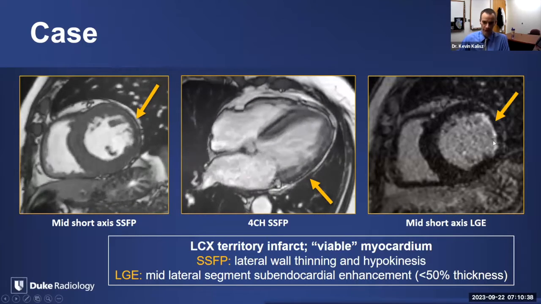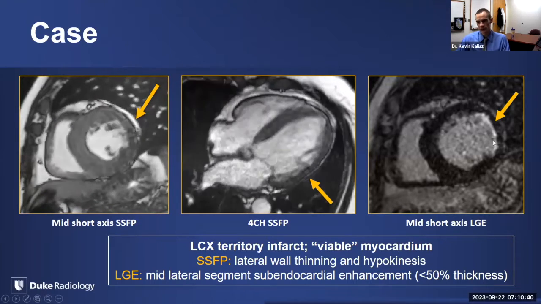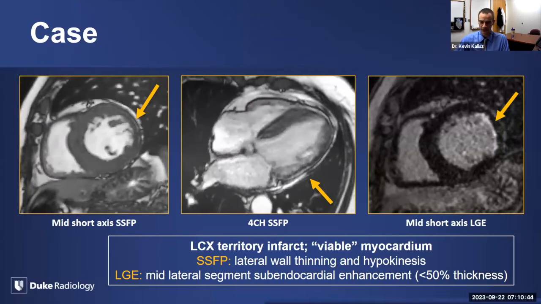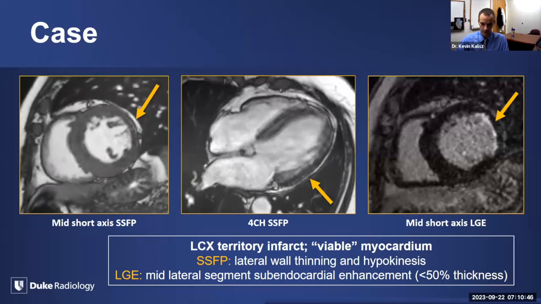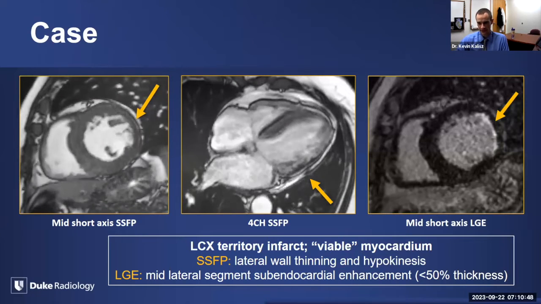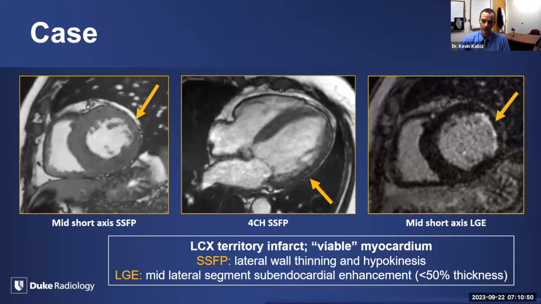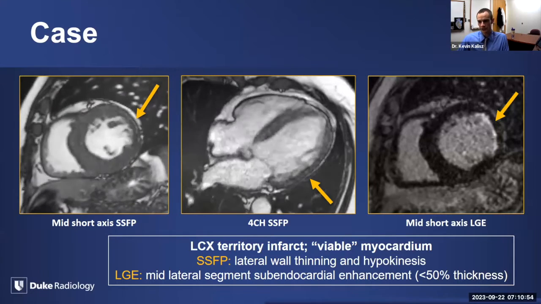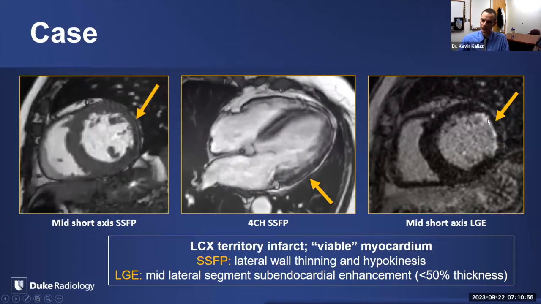So when we think subendocardial delayed enhancement, this is really pretty pathognomonic, especially when it's focal in a particular coronary distribution. This is pretty much diagnostic for sequelae of a prior infarct. And again, we're doing this for a viability study. So the question of viability is typically answered by: is there LGE?